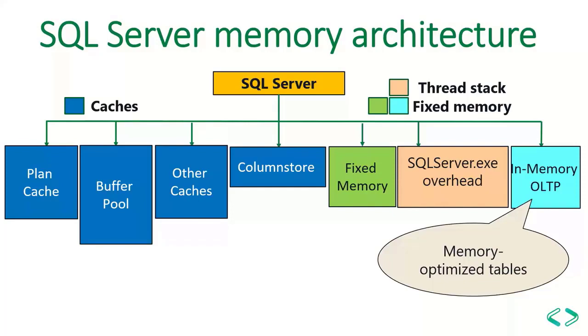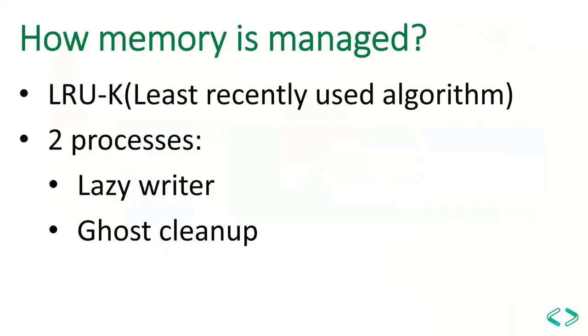Now let's see how the plan cache and the buffer pool get managed inside the SQL Server. There is something known as the LRU-K algorithm, which is also known as the least recently used algorithm. The K is for the complexity of the code. What is this LRU? LRU means if something stays in the cache for a longer time, those kinds of things will be discarded first. But what happens with the SQL Server?